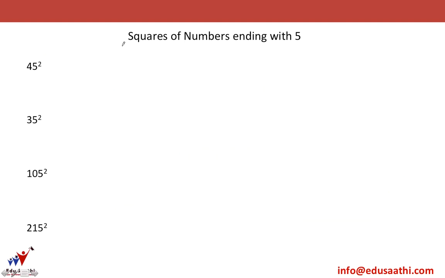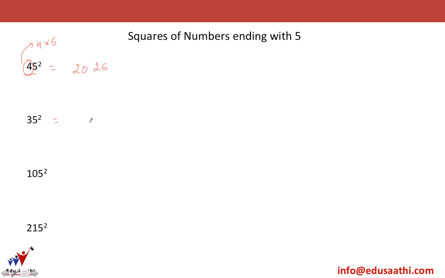Let's try finding out the squares of the numbers ending with 5. It's very easy. The rule says 45 square will be equal to 25. You'll write 25 towards the end, and then since we have a 4 here, you'll multiply 4 with the next integer to 4, which is 5. So 4 into 5 is 20. So the answer is going to be 2025.